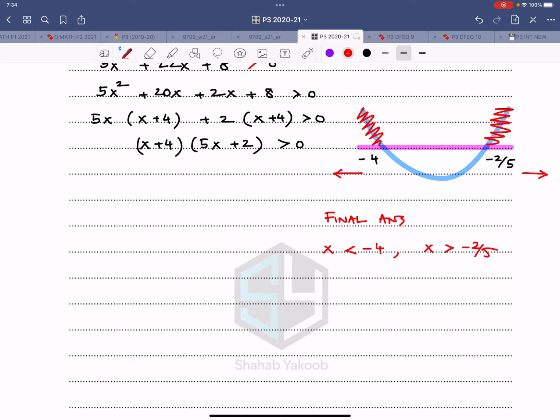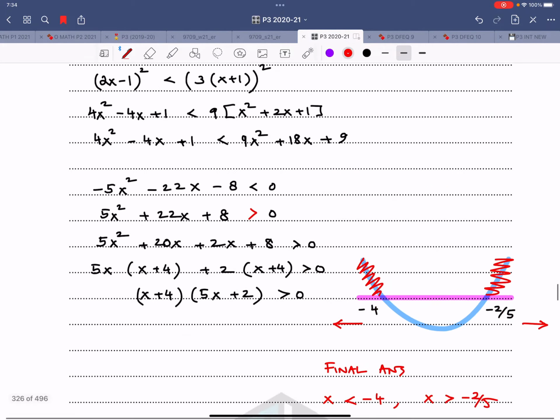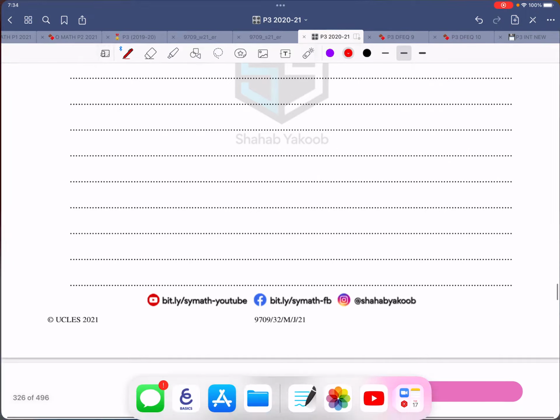So that is the first question solved of this particular paper, that is P3. Which variant of P3? This is the second variant of P3. Now let's move on to the second question.